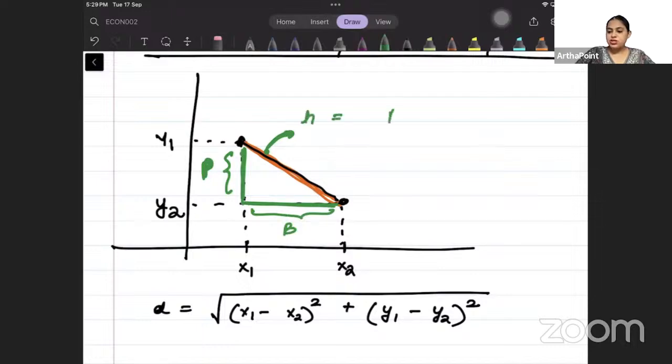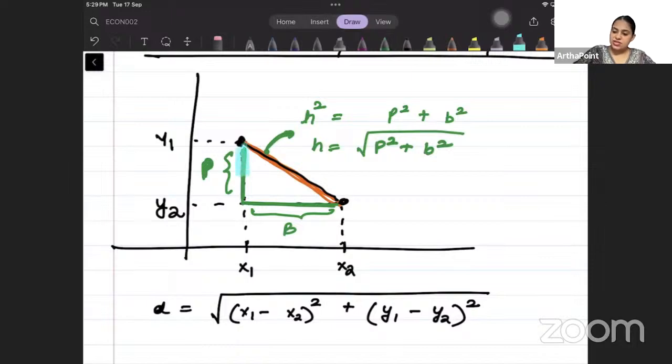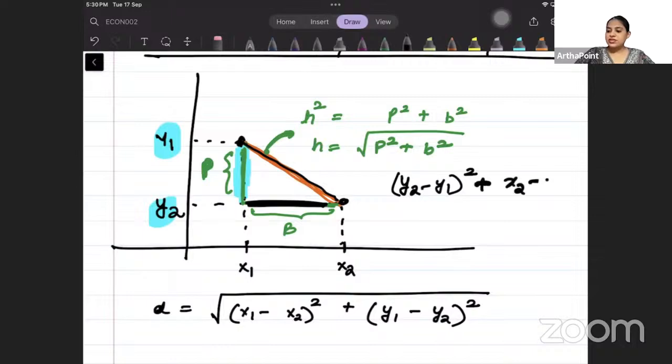Hypotenuse square is perpendicular square plus base square. So hypotenuse is the square root of perpendicular square plus base square. Perpendicular means this distance, y2 minus y1, the distance between these 2 points, so (y2 minus y1) whole square. And base means this distance, so (x2 minus x1) whole square, under root. That will be this hypotenuse.